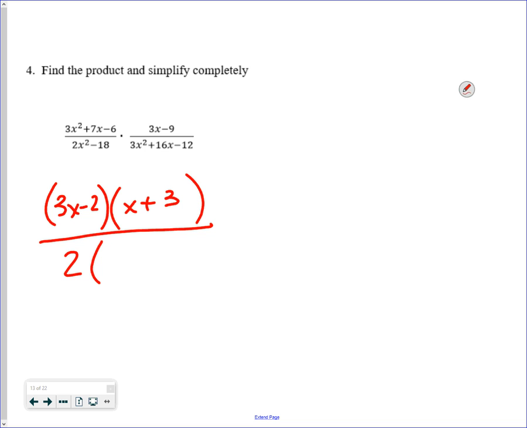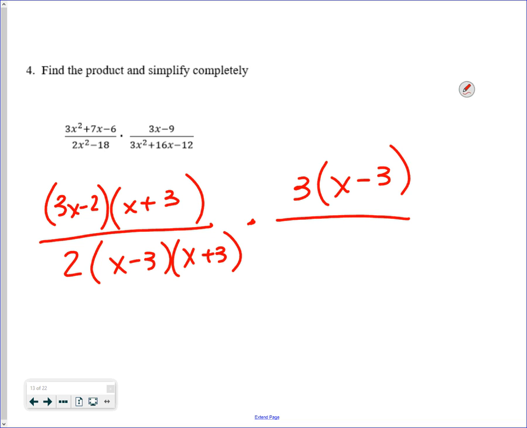2x squared minus 18 also factors to be, you got to take out the GCF of a 2, and then it factors to be x minus 3 and x plus 3. Don't forget about GCF. And then the last one down here factors again, 3x minus 2 and x plus 6. The factoring is the hard part. The canceling should come easy.